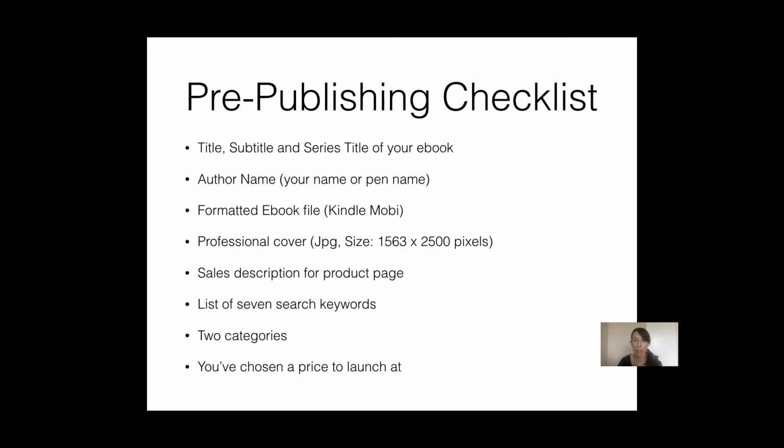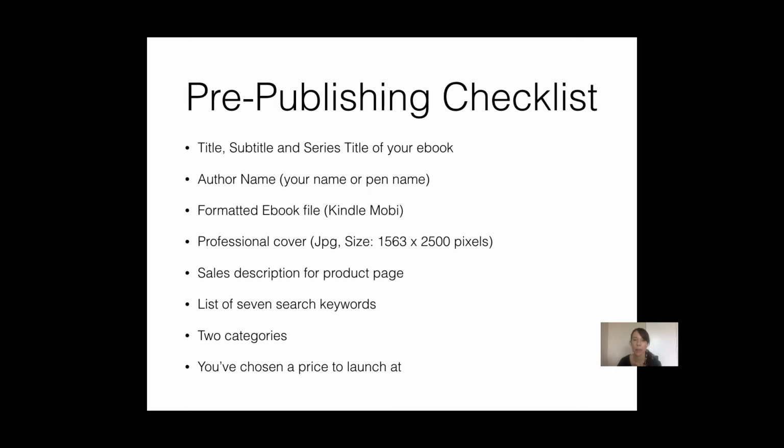Also, next, you're going to want to have your sales description all written out, dialed in for your product page, because that will be uploaded into the KDP platform as well. You'll also want your list of 7 search keywords. So it's great to have these done ahead of time, so when you go to upload them into KDP, you can just copy and paste them. You also want to have your 2 categories chosen that you're going to publish your book in for the Kindle store. And you've also chosen a price that you're going to launch your book at.